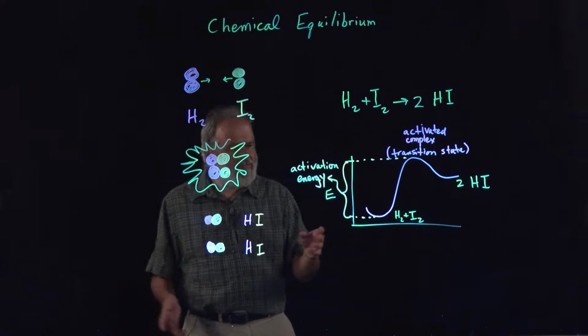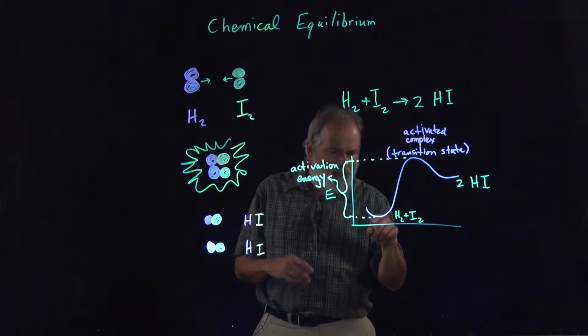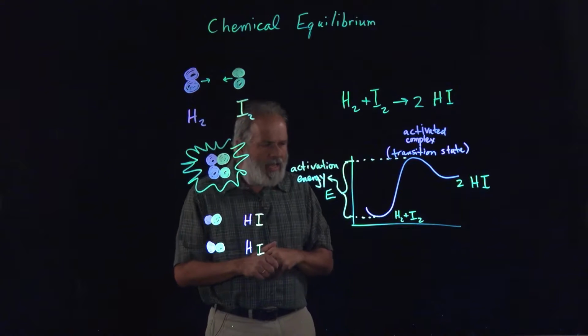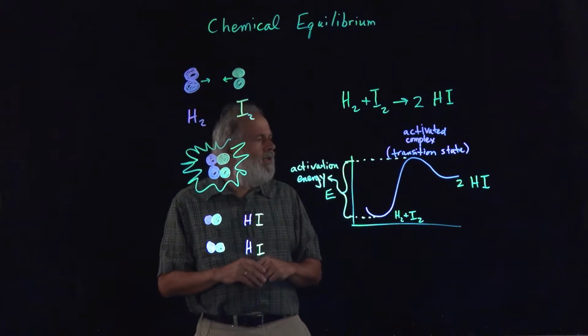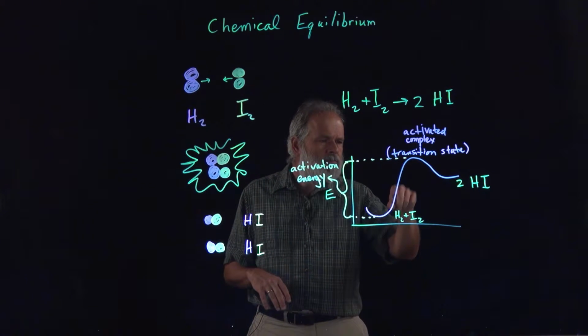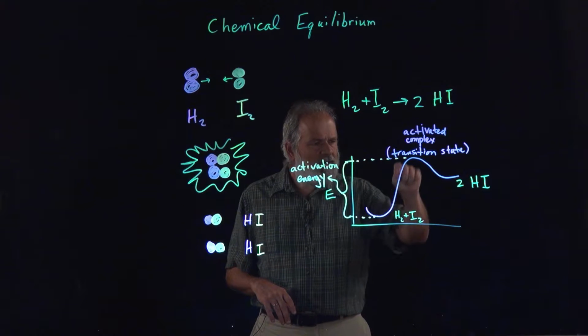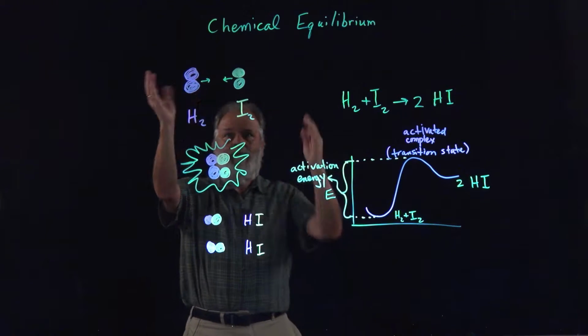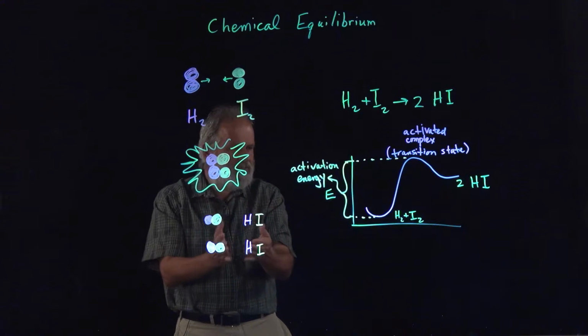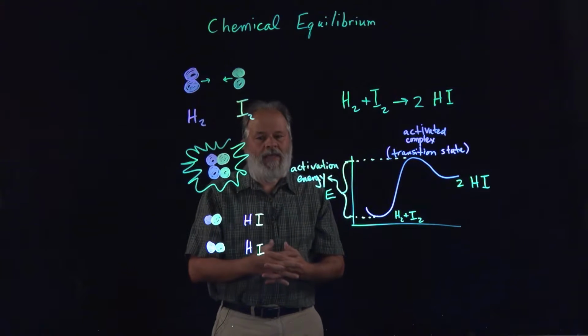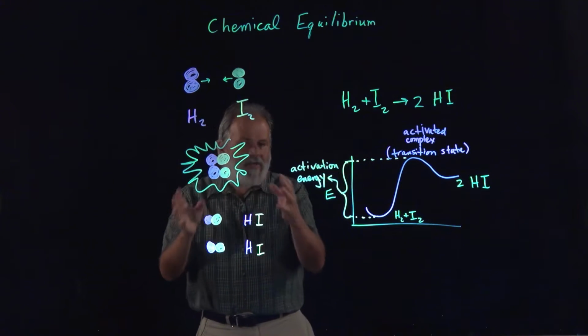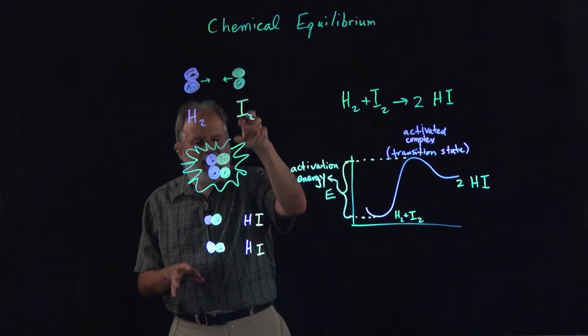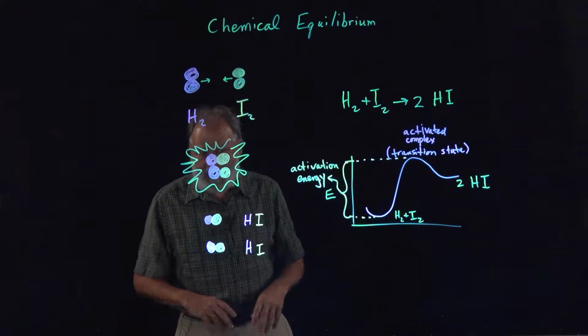Okay, so we have a very similar picture. We have an energy requirement for H2 and I2, and we must put this much energy in between these two molecules to form these two molecules. Okay, now we have a container with both hydrogen, iodine, and hydrogen iodide.